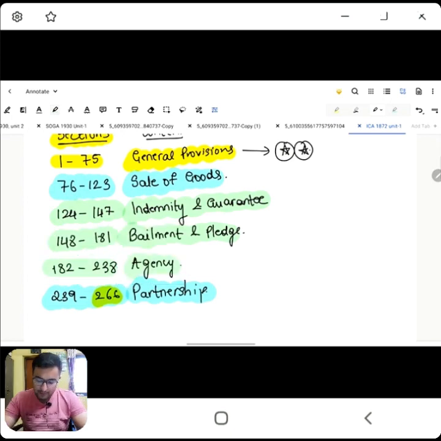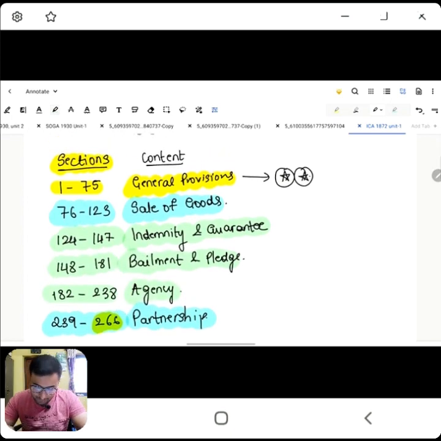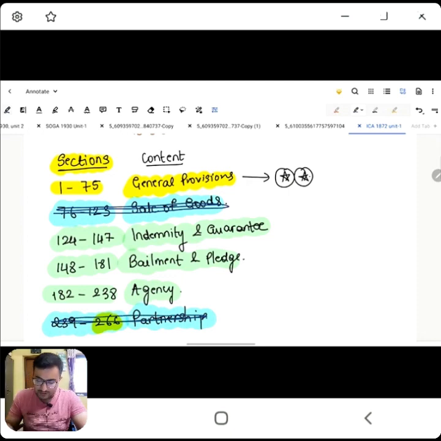Now, why have I marked them differently? This range of sections and this range of sections has been eliminated from the Indian Contract Act. Why? Because now they have created two completely new chapters, that is the Sale of Goods Act and the Indian Partnership Act. Okay, so we don't need to study this much in this chapter.